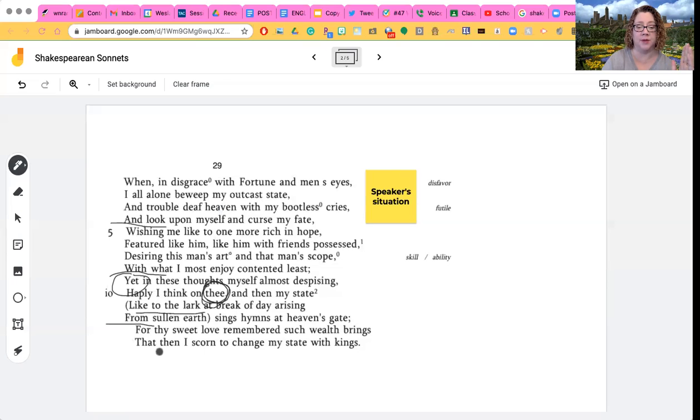And then the couplet, for thy sweet love remembered such wealth brings, that then I scorn to change my state with kings. Then I think to myself, I wouldn't even want to change position with a king, because then I wouldn't have you. I might have good fortune, I might have good potential, I might have all those things that I feel like I'm missing. Fate would be on my side, but you wouldn't. And so I wouldn't want to even change. I wouldn't even want to change my position, because you're more important.